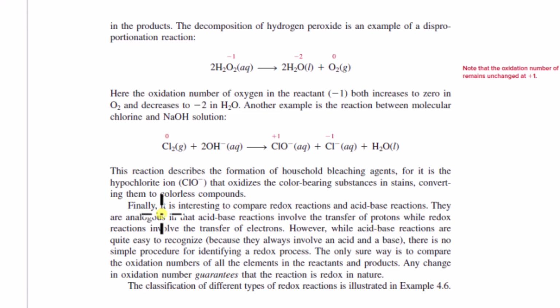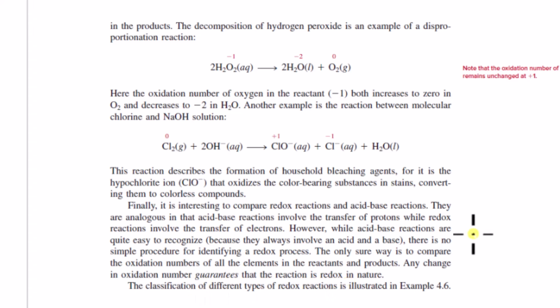Interesting. Okay. Finally, it is interesting to compare redox reactions and acid-base reactions. They are analogous in that acid-base reactions involve the transfer of protons, while redox reactions involve the transfer of electrons. However, while acid-base reactions are quite easy to recognize because they always involve an acid and a base, there is no simple procedure for identifying a redox process. The only sure way is to compare the oxidation numbers of all the elements in the reactants and products. Any change in oxidation number guarantees that the reaction is redox in nature.